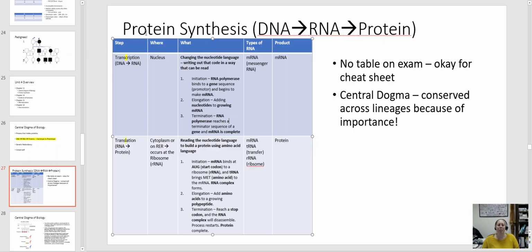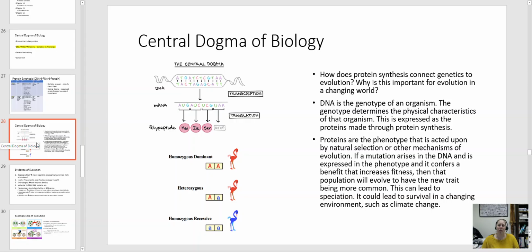This is important to understand because this is connecting a lot of what we learned in the beginning half of the semester in Units 1 through 3 to what we go through for the rest of the semester in Units 4, 5, and 6. That central dogma of biology, remember, is where we have the genotype of an organism being expressed as the phenotype.